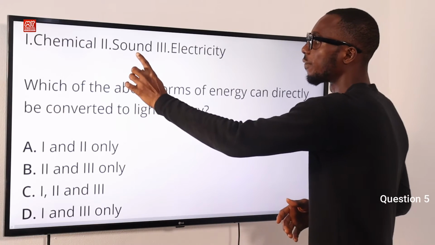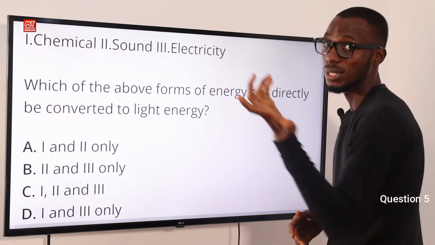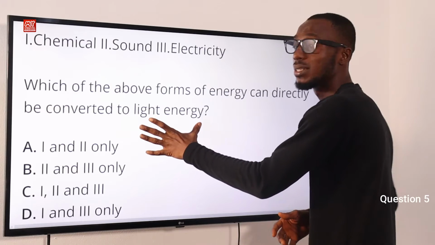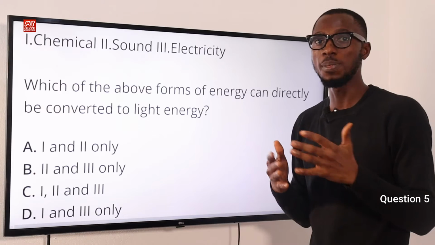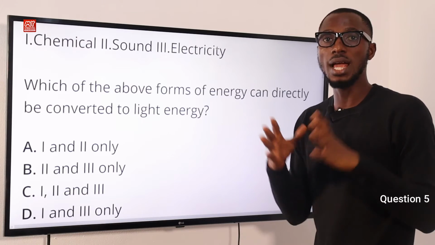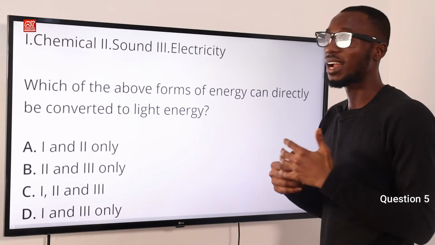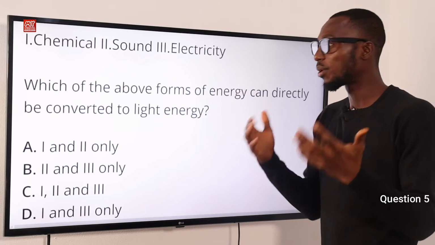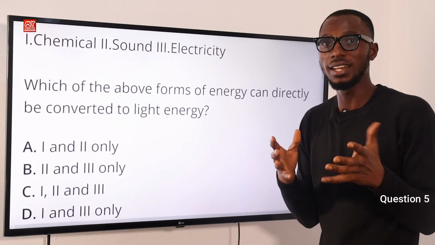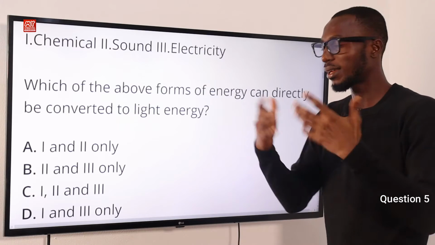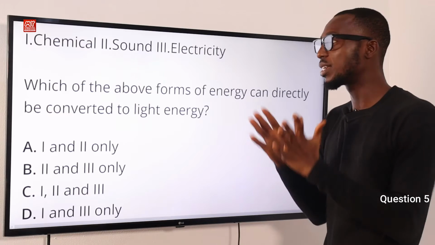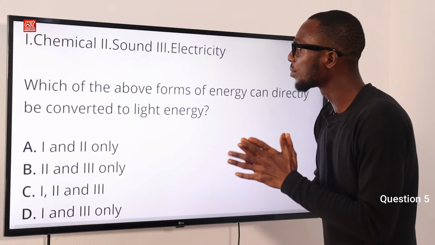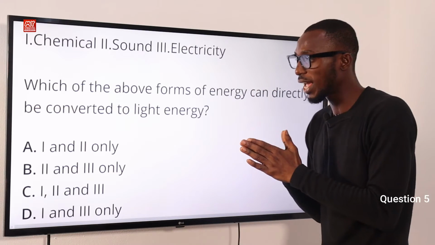Of course, we can still convert sound energy or sound wave to light energy, but it is not a direct process. Probably you have to use a microphone. It sends this wave to the diaphragm of the speaker, and it interacts with the coil and the magnet and all of that. It is then converted to electrical energy. It is stored in a kind of power bank, and you can see the whole process is quite entangled. This is not direct. So the direct ones are chemical and electricity. So the correct option here is option D.